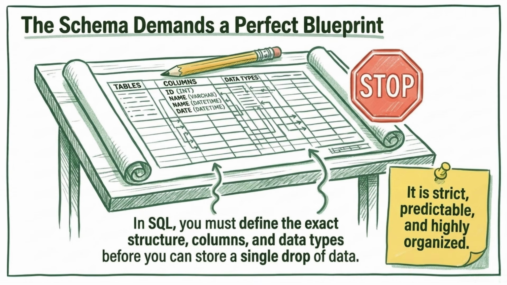The schema demands a perfect blueprint. Before a single byte of data enters an SQL database, you must hand it a complete blueprint, called a schema. Every table, every column name, every data type must be declared upfront. Once frozen in place, changing that structure is costly and slow. But the reward is a database that is strict, predictable, and highly organized.